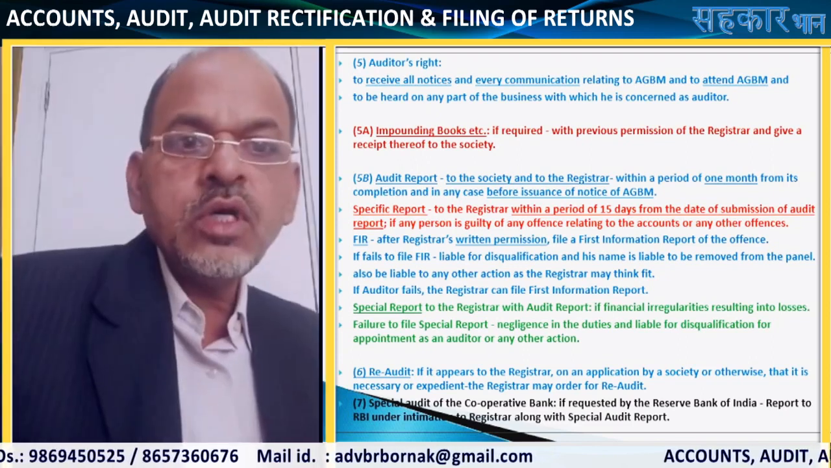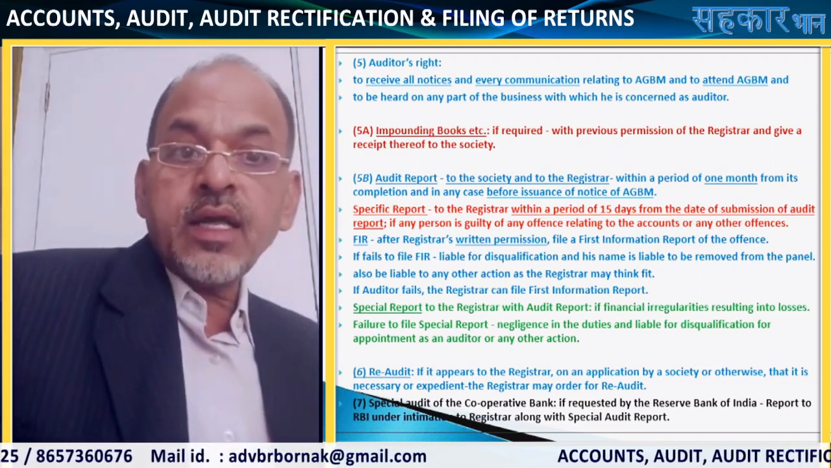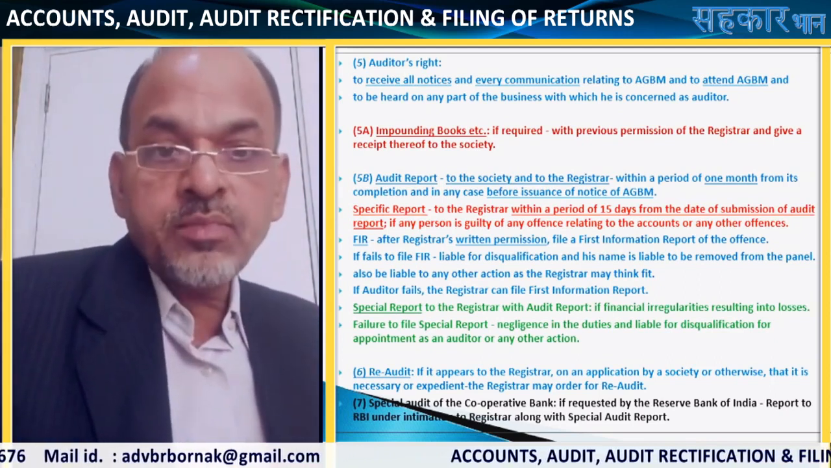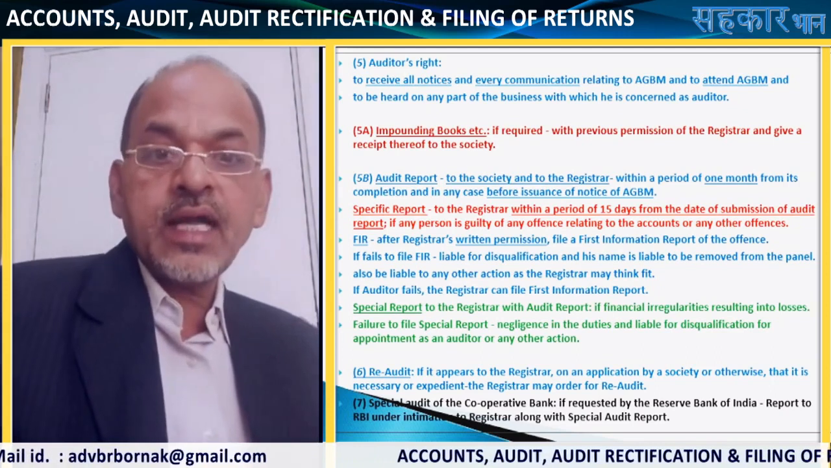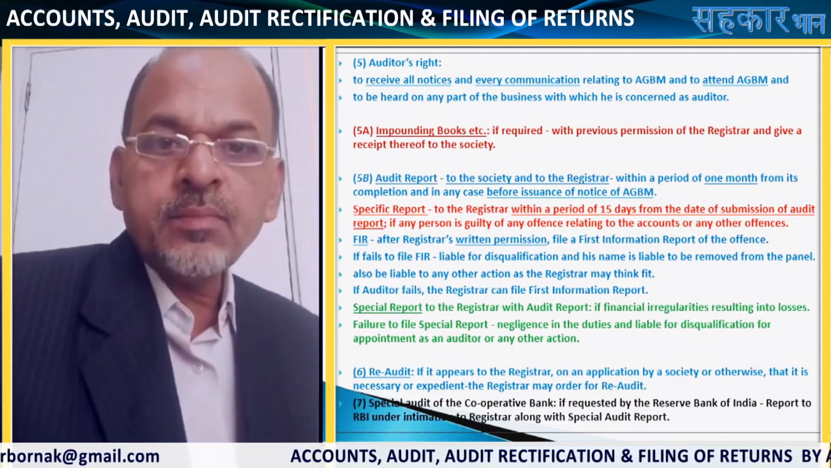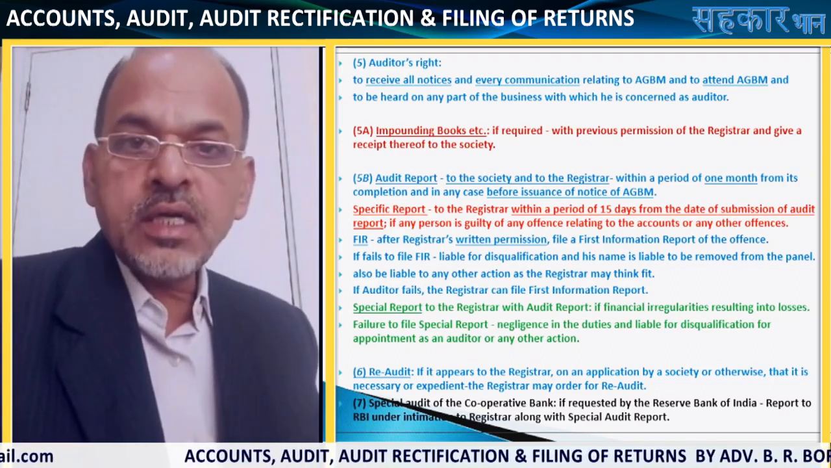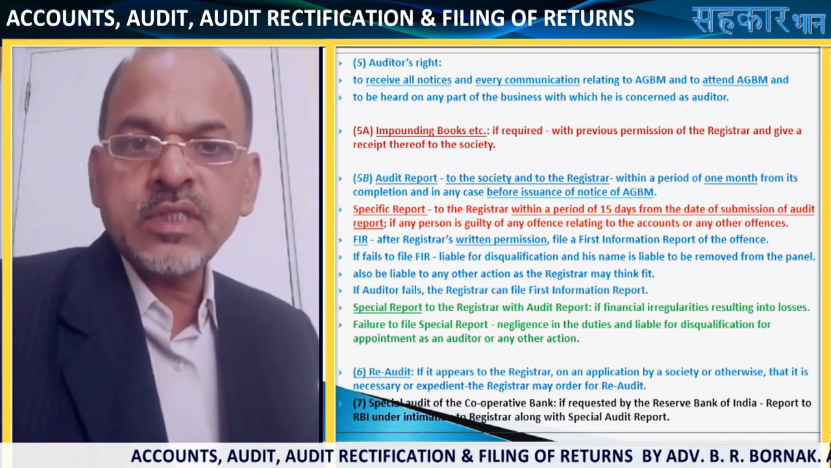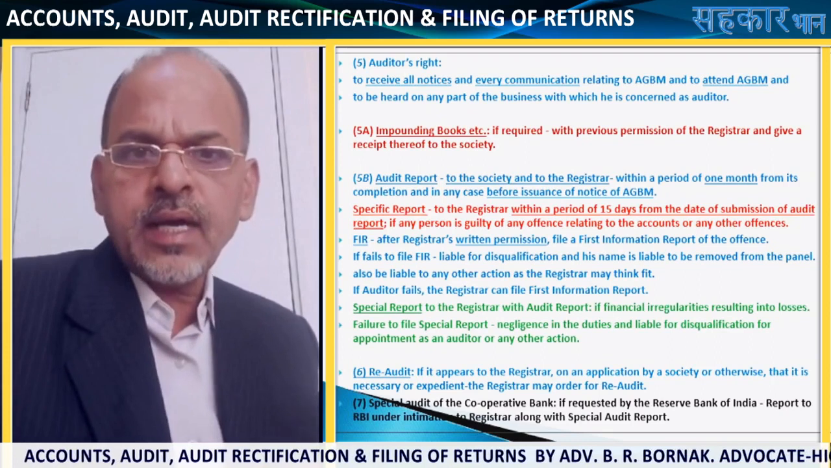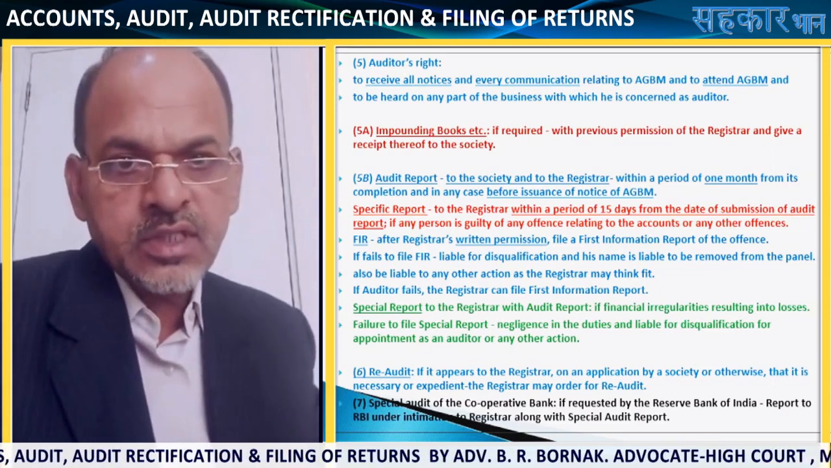Now if required, an FIR, that is a first information report, is required to be lodged before the police authority. What are the provisions about the FIR? To file the FIR, he will have to obtain written permission from the registrar, and after obtaining it, the auditor will file the first information report before the police authority.